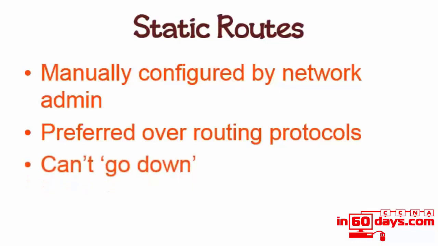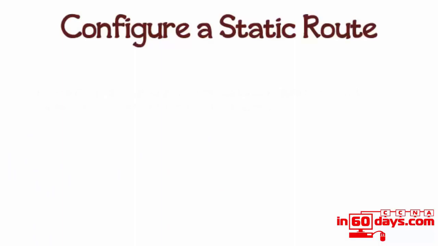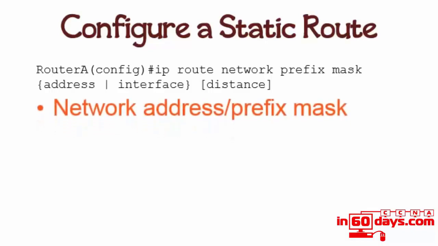Now they can't go down, so this could lead to problems if wherever you're sending your static route to is no longer available, because the traffic will still be sent. You must be familiar with the command line to configure a static route. As with everything, I recommend you try all of these commands on a router, on Packet Tracer or GNS3, because there's no way you remember them otherwise.